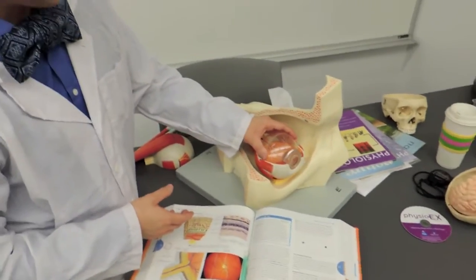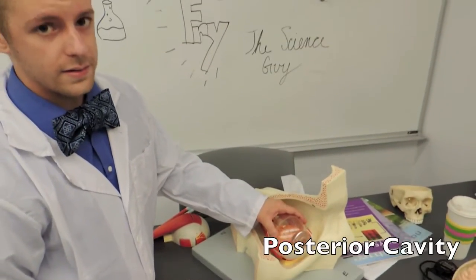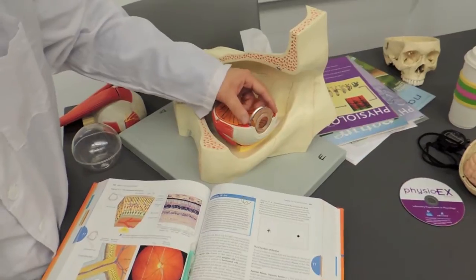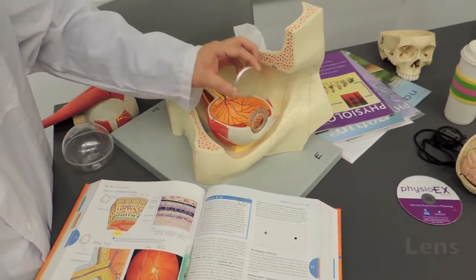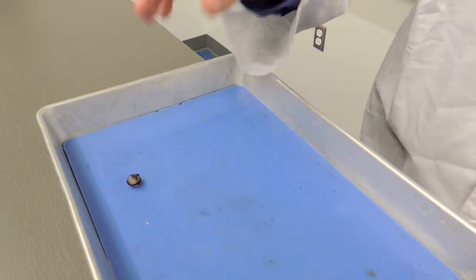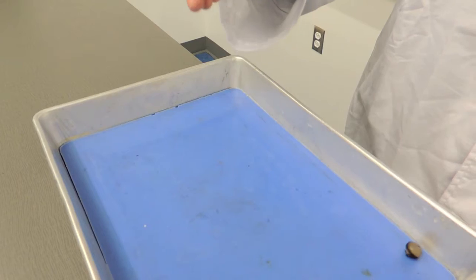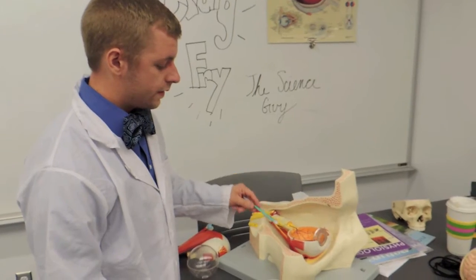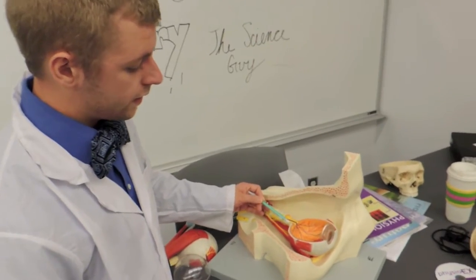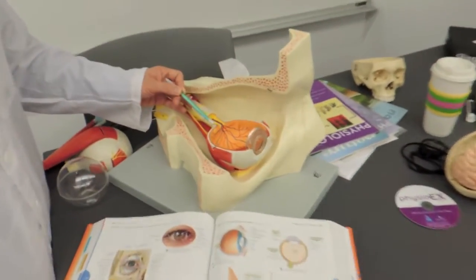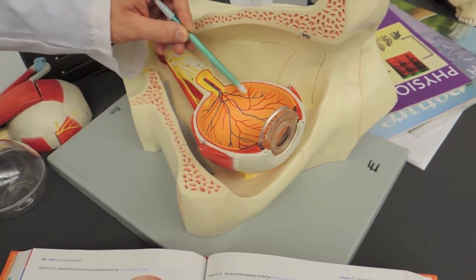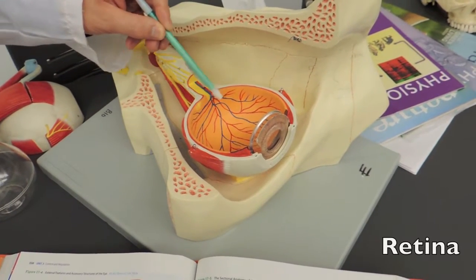So this right here represents where the posterior cavity is, which holds the vitreous humor. This right here is the lens of the eye. So you can see that the lens actually bounces as well. This layer right here, the red layer in between the sclera and the inside of the eye, is called the choroid. And the very innermost layer is called the retina.